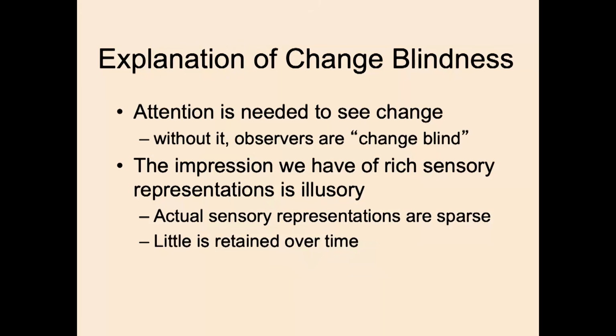So the standard explanation of change blindness is that you need attention to see change. Without it, observers are change blind. The intriguing implication is that this impression we have of rich sensory representations is largely illusory. So we think that change blindness phenomena suggest that the sensory representations we hold in our heads are fairly sparse, and that relatively little is retained over time.